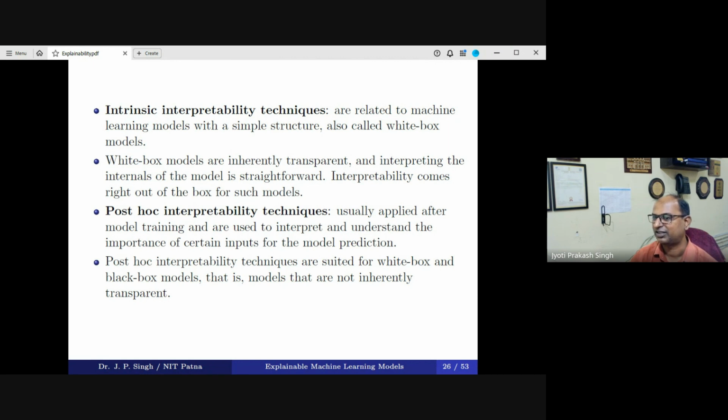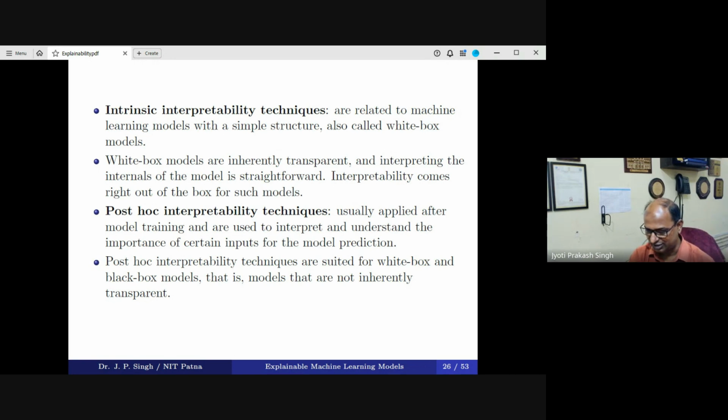You do not require anything else. If you are using a decision tree, you do not need to worry about whether you have interpretability or not. The decision tree is inherently interpretable. You know that if this, then this, then this, hence this result. If these conditions are true, that's why I'm coming to this answer. So a decision tree is a very good intrinsic interpretable model.